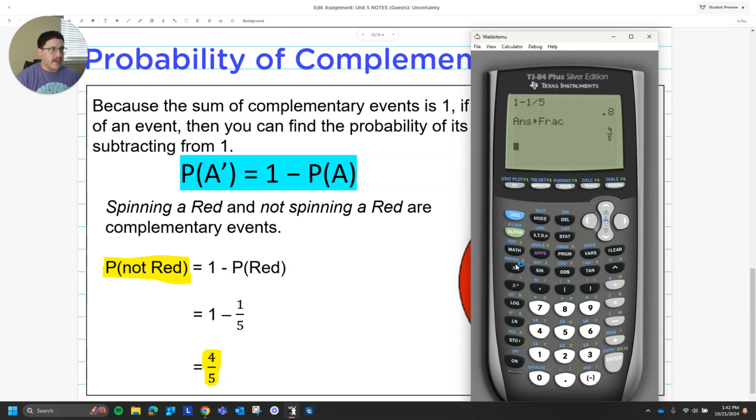When you add those two together as a check, 1 divided by 5 plus 4 divided by 5, it should equal 1. If they do, then you know for sure that these are complementary events.